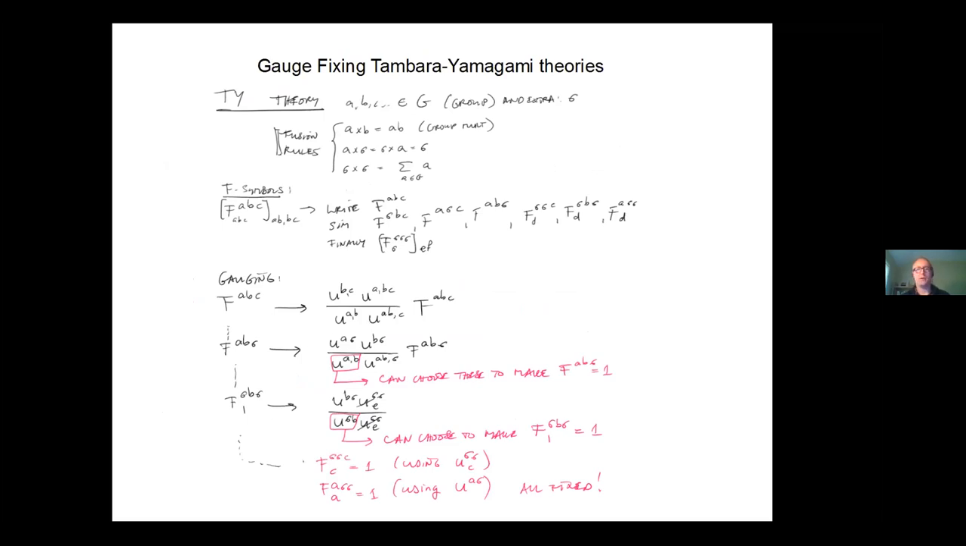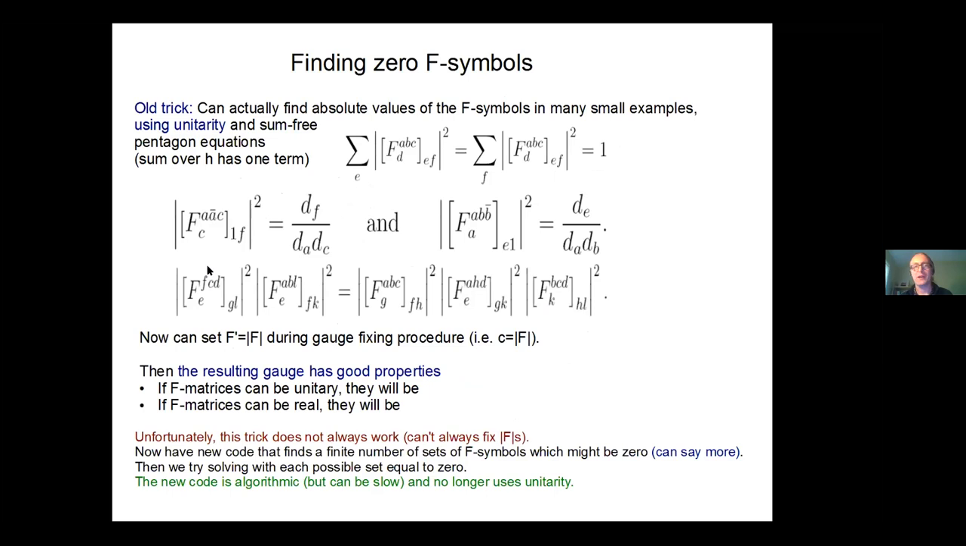Okay, so this is a small demonstration. I put in the Tambara-Yamagami theories here. But I think we won't have time to show this, so I will skip over it, and then if you want to see it later, I'll bring it back. Right, so you have to find out which of the F symbols are zero.